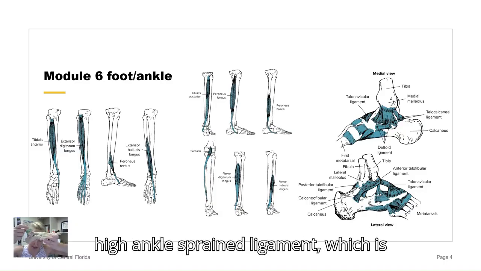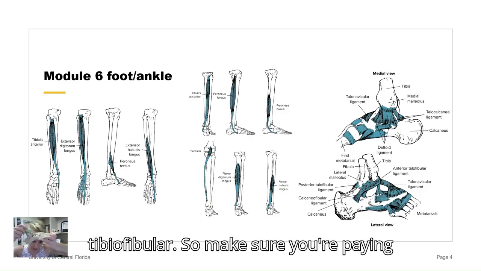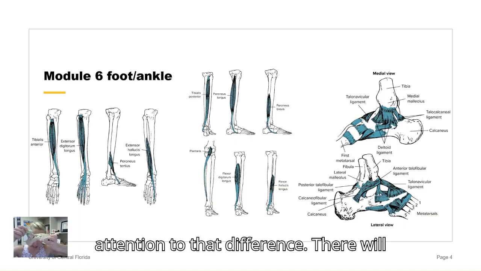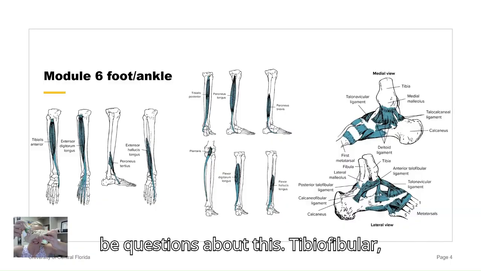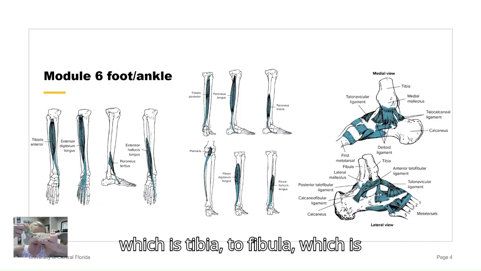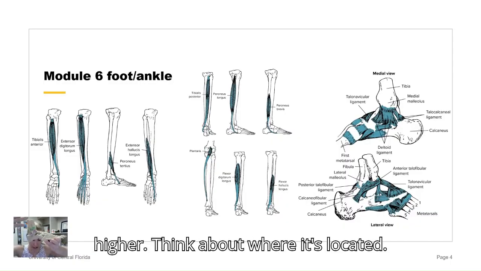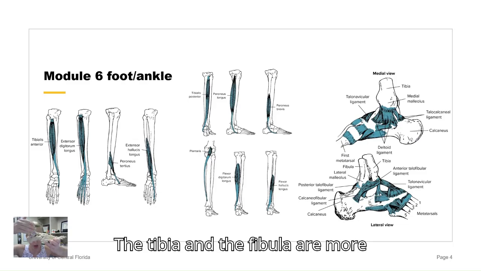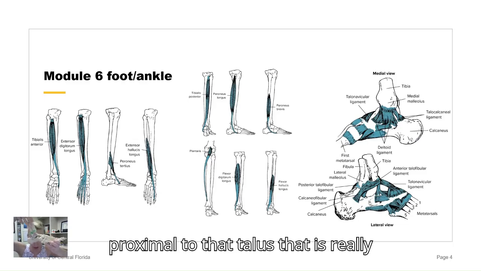So our anterior is the one that's most commonly injured, and it's very similar to this ligament up here, which is our high ankle sprain ligament, which is tibiofibular. So make sure you're paying attention to that difference. There will be questions about this. Tibiofibular, which is tibia to fibula, which is higher. Think about where it's located. The tibia and the fibula are more superior. They're higher. They're proximal to that talus that is really low.